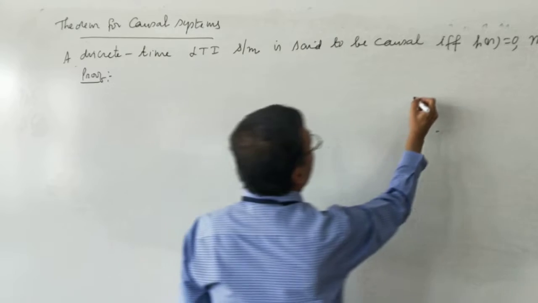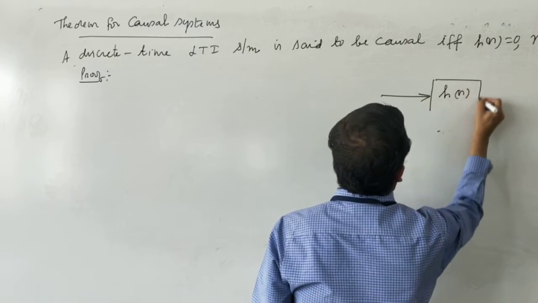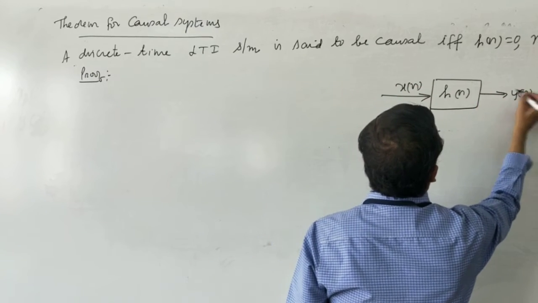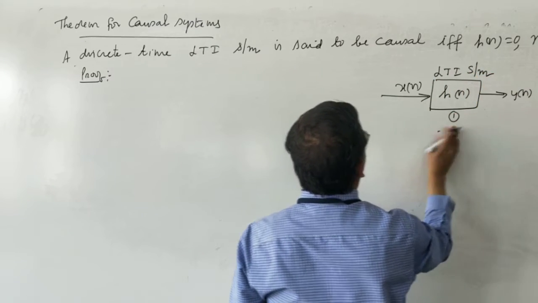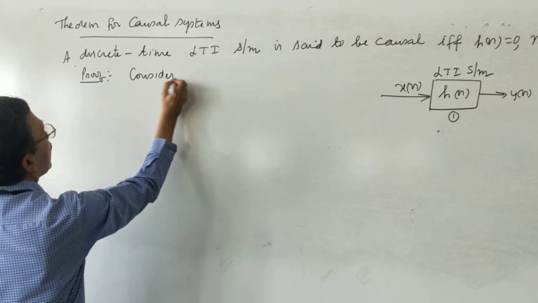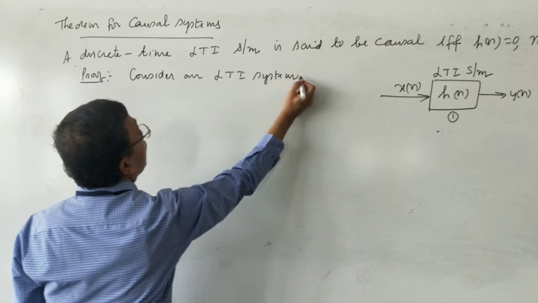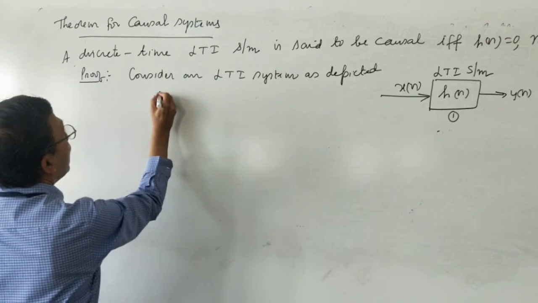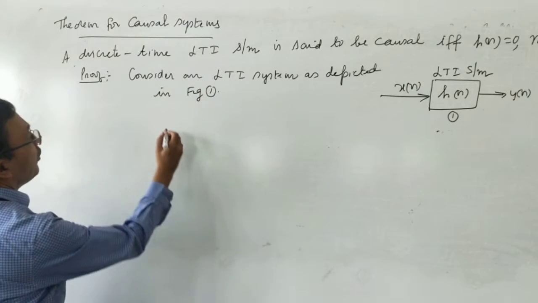Let us consider an LTI system having impulse response h of n, input x of n, output y of n. This is an LTI system, figure number 1. Consider an LTI system as depicted in figure number 1. What is the output of the system?